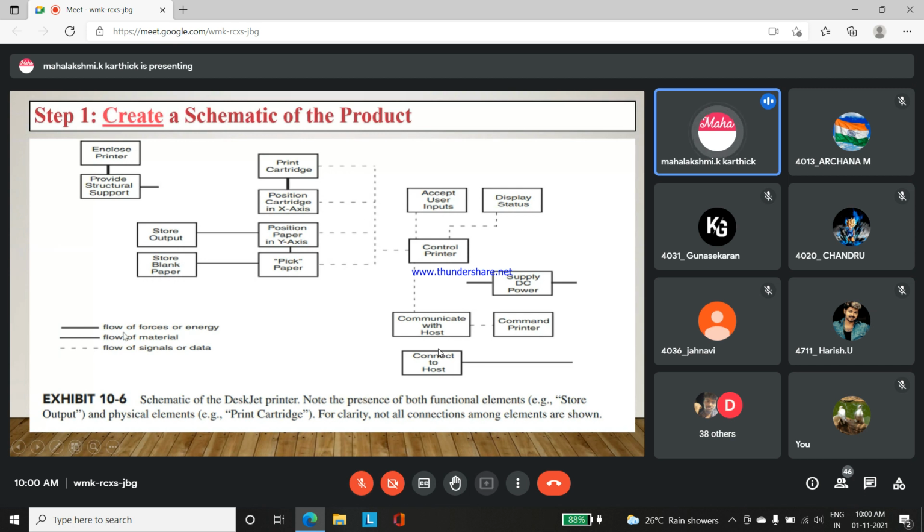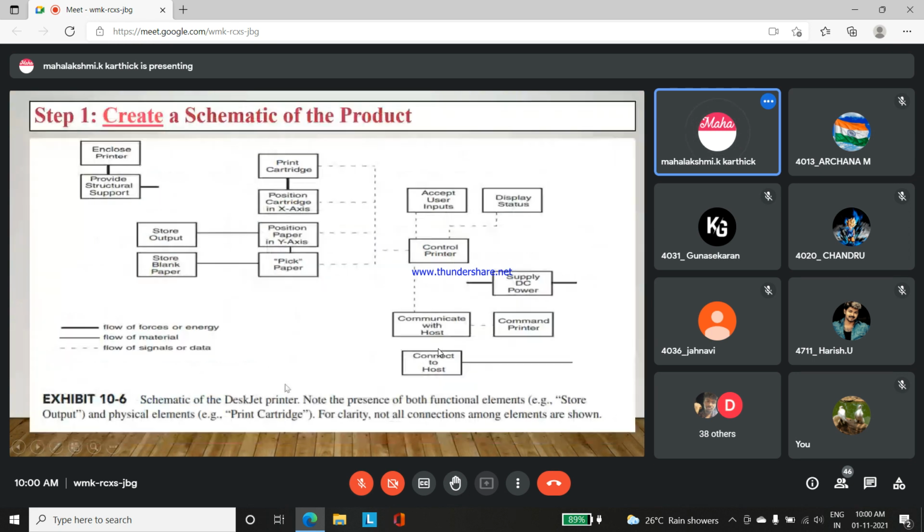A dark line represents the flow of forces and energy needed between these selected elements. Flow of materials is shown in a thin line. A dotted line represents the flow of signals or data. You have to remember this, and draw this diagram and see it during your exam preparation.